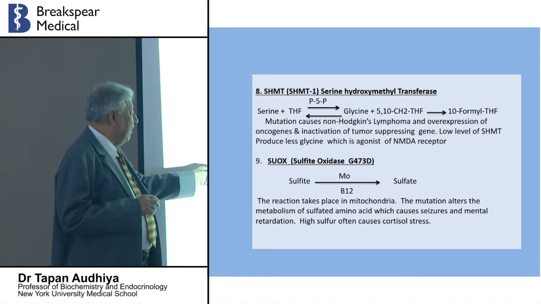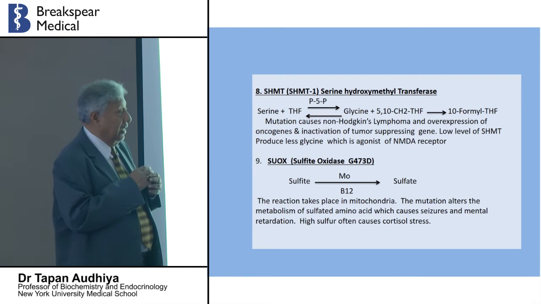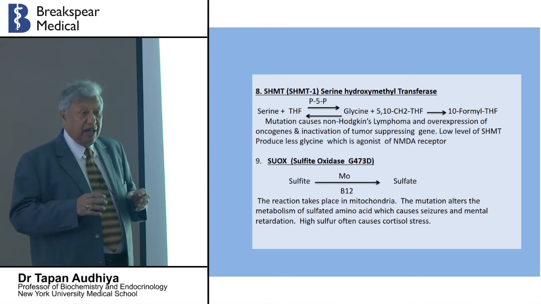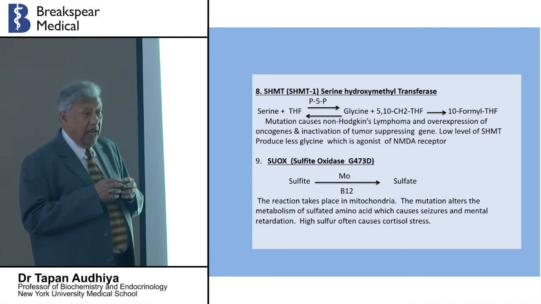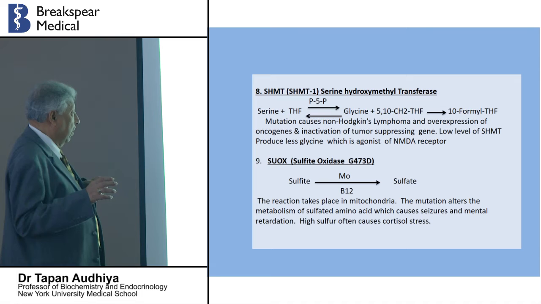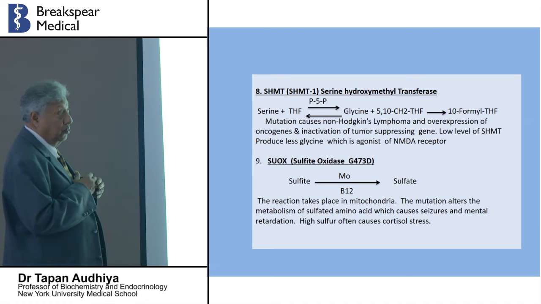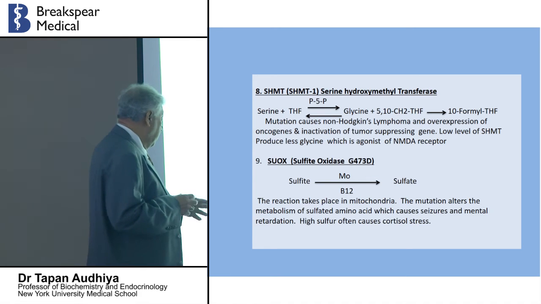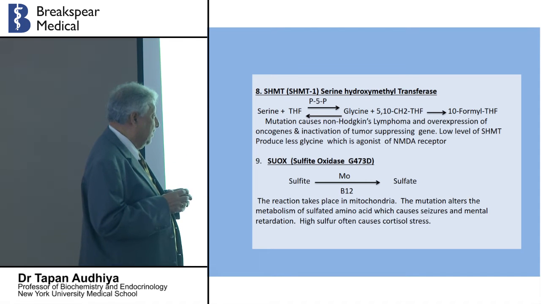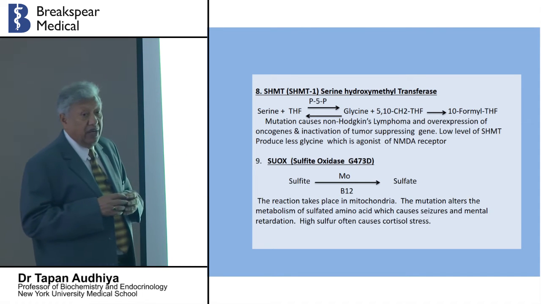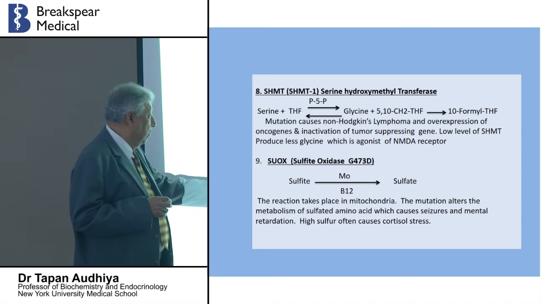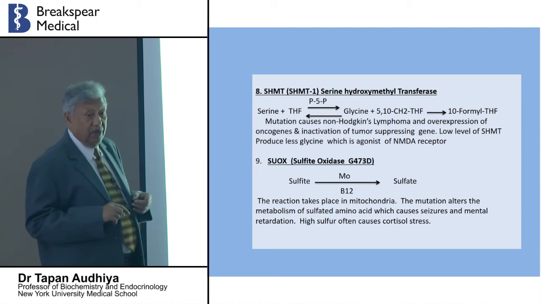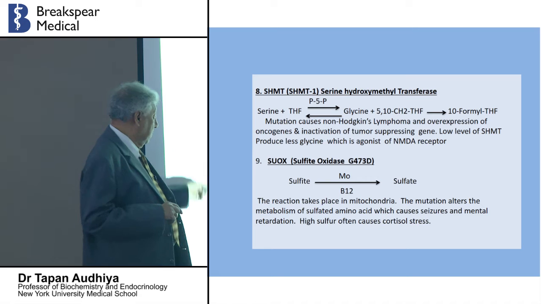And sulfite oxidase, when homocysteine converts into glutathione, a portion of sulfur comes out as free sulfite, and then also ammonia. Those are the two major ones that come out from the system. The reaction takes place in the mitochondria, alters the metabolism of sulfated amino acids, causing seizures and mental retardation. Particularly in mental retardation, we found if you give some molybdenum, vitamin B12, and I will mention also what kind of B12 you give, you can actually help this person fairly well.